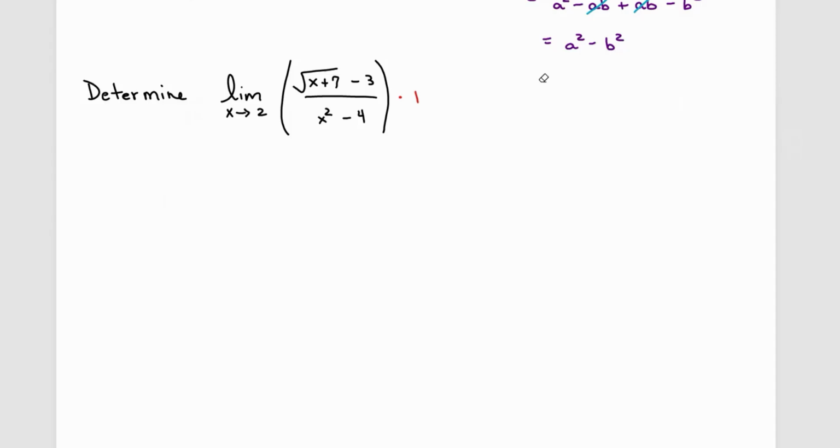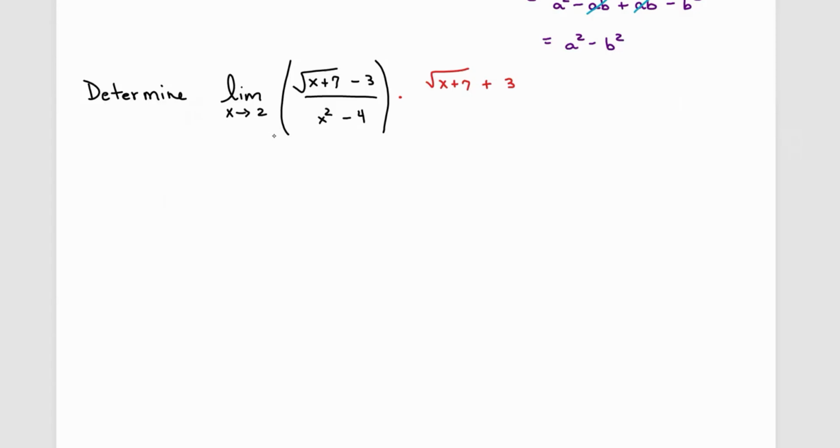But we're going to be even trickier. I don't actually want to just put times 1. I'm going to multiply by the same expression that has the root, so the square root of x plus 7 with the 3, except I'm going to change the sign in between the root and the constant. So I'm going to make it a plus. What you're going to find is that this is going to do away with that square root and fix some of our problems for us.